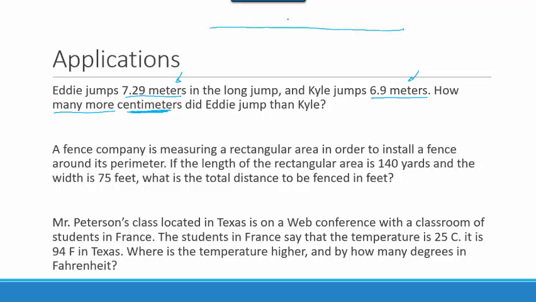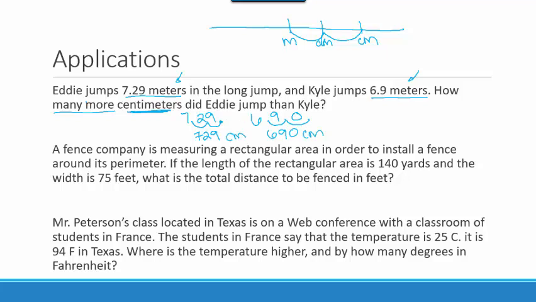So remember, when you're doing the metric system, here's meters, here's decimeters, here's centimeters. It's a matter of moving that decimal. So we're going to move the decimal in this case 2 places to the right. So we've got 7.29. We'll move it 2 places to the right. So that's 729. And then 6.9 again is 2 places to the right, filling that hole with a 0. So now we've converted both of them to centimeters.